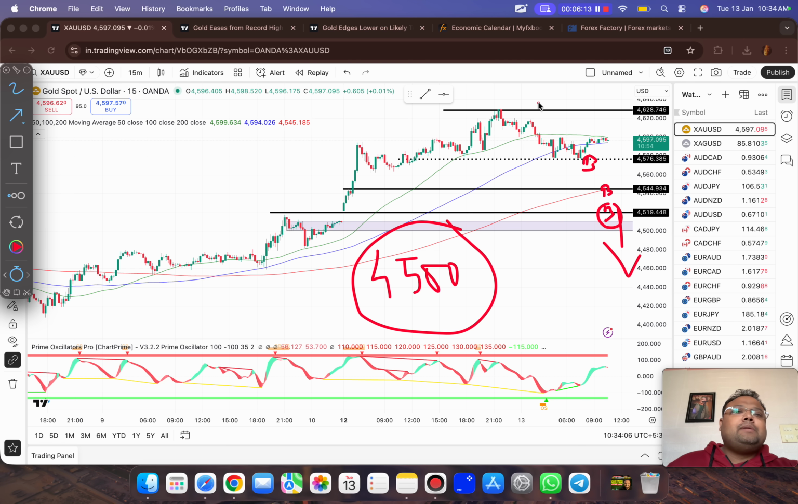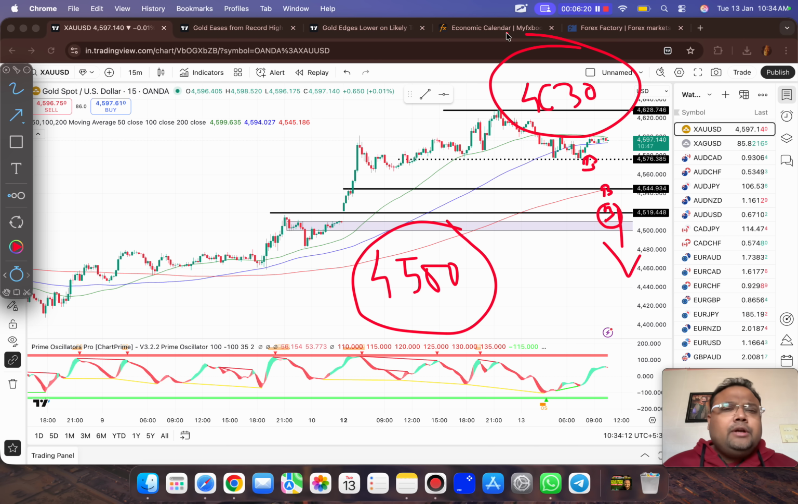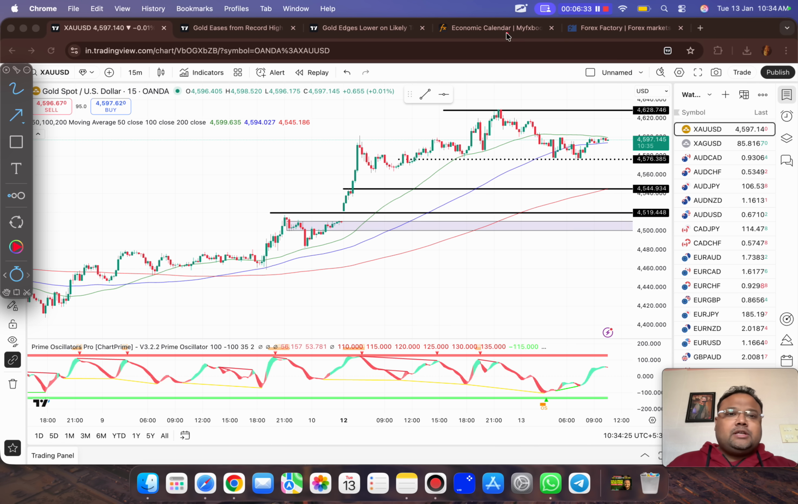If market goes up after news, yes, we can look for a buy above 4630 as well. Before news or before CPI, chances of market going above 4630 is less, but still nobody knows. But if you see that during the European session market is going for a breakout, then yes, we can look for a buy above 4630 as well.